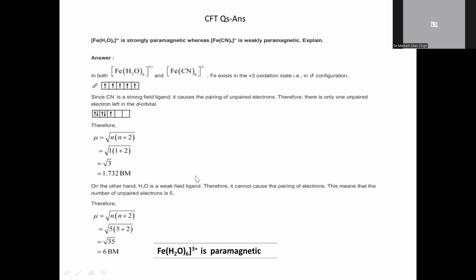This one is strongly paramagnetic, whereas this one is weakly paramagnetic.